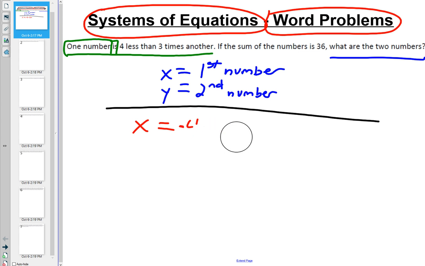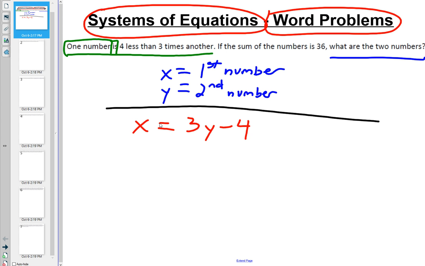So go ahead, Elsie, tell me what you would have written down. 3 times, and it wouldn't be x because we already used up the x. 3y minus 4. Three times the other number, minus 4. I wrote x before just because I was telling you not to write it down. The 4 has to be negative. All right, so one sentence is done.